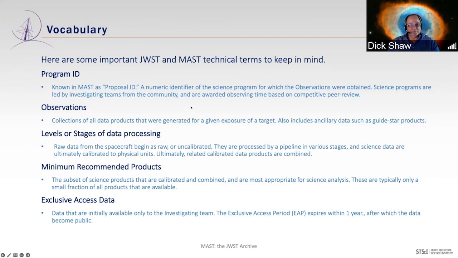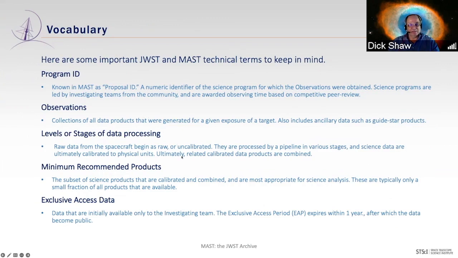Now, the data from the spacecraft come in a fairly raw form or uncalibrated. And these are processed by a pipeline in various stages, and the science data are ultimately calibrated to physical units. And ultimately, related calibrated products are combined. So these various stages, we call them levels typically in MAST.